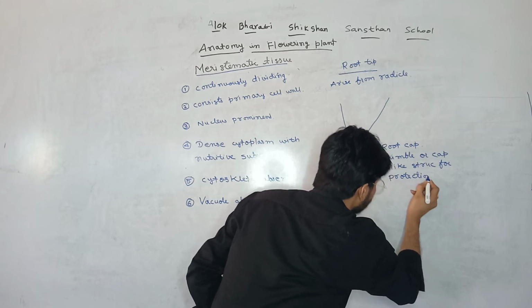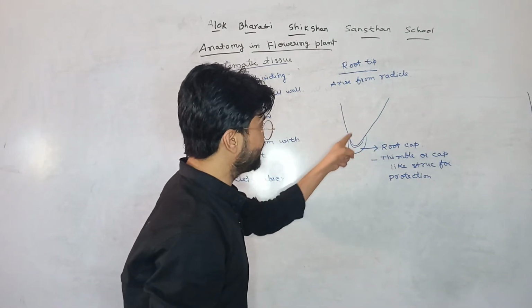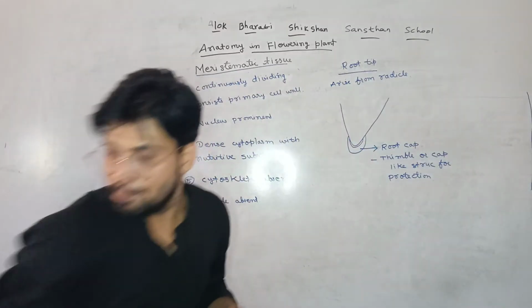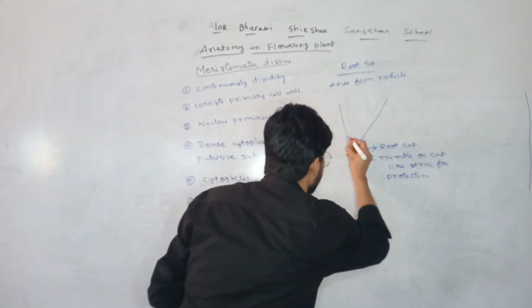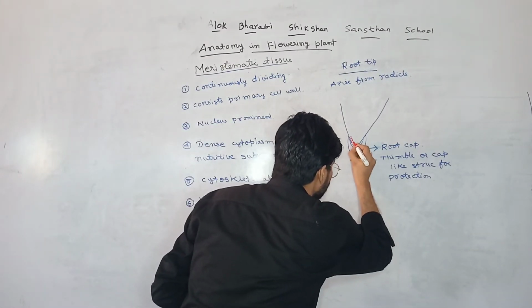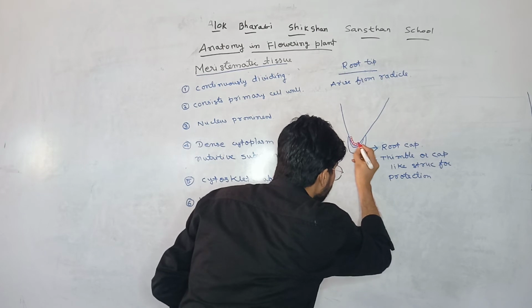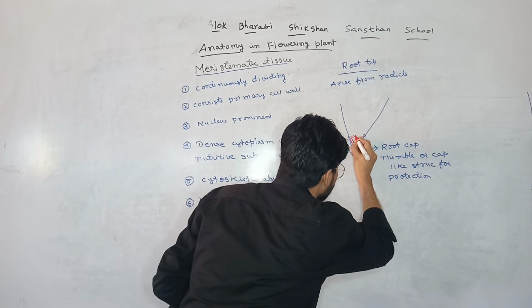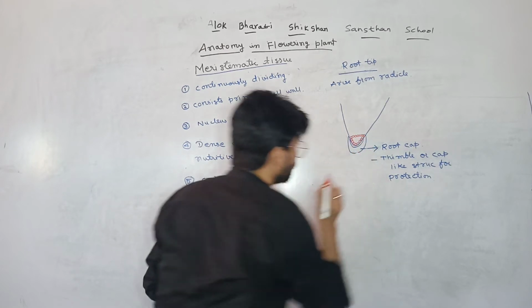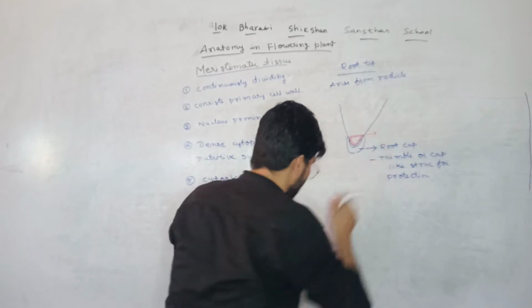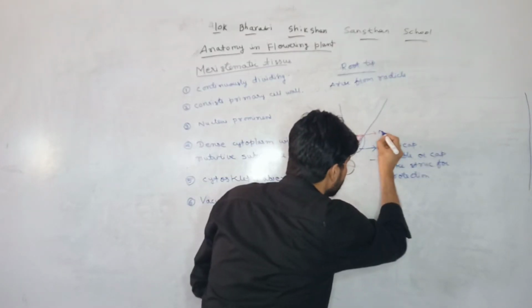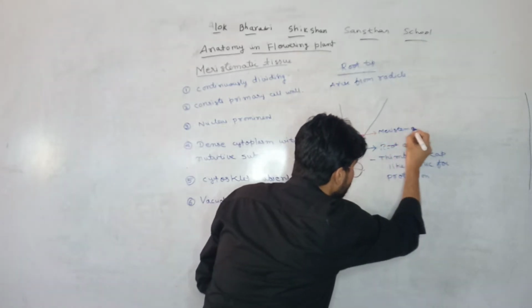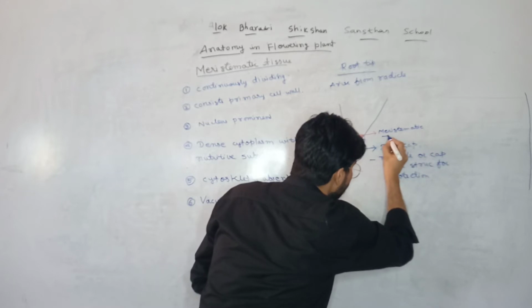Now, my dear students, at the tip you can see many active tissues are present. So I am drawing the picture of the active tissue at the tip, which is known as meristematic tissue. I am marking the meristematic tissue with the help of a red marker. These tissues are very active and are known as meristematic tissue, and they help in division.